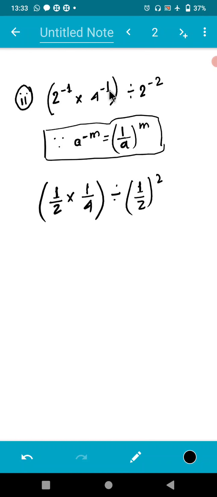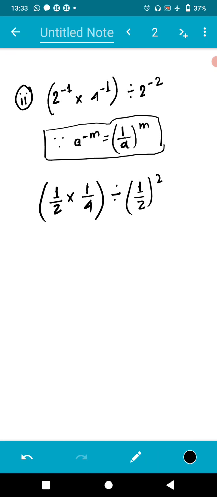Because anything to the power 1 is what? Why am I not writing it? Might be some of you are thinking. So 4, what is the reciprocal of 4? 1 by 4, power is 1. So 1 by 4 to the power 1 is what? 1 by 4 only. So that is the reason I am not writing it. Okay, I hope you have understood.